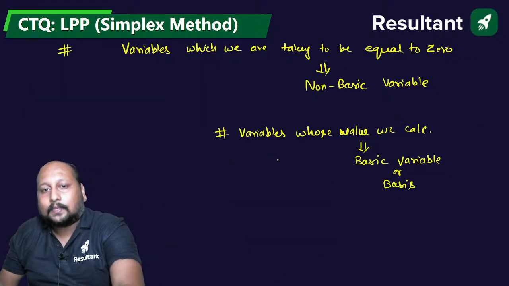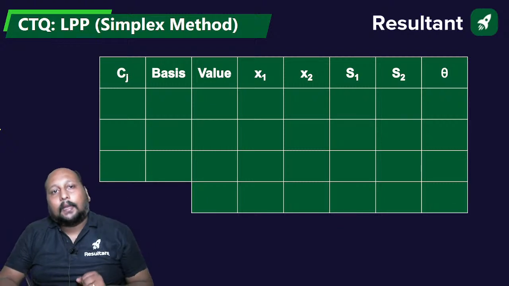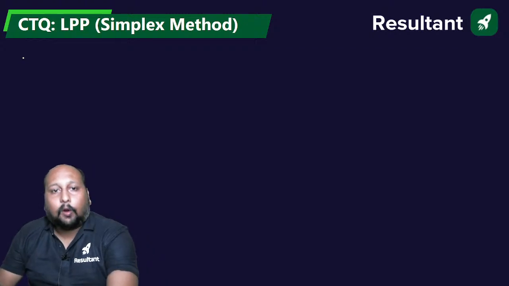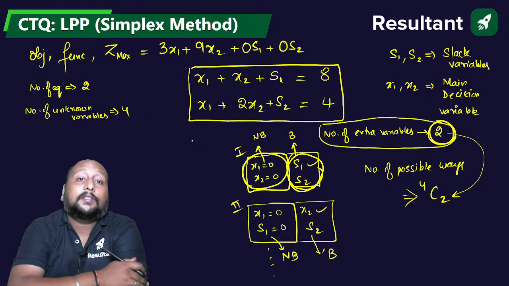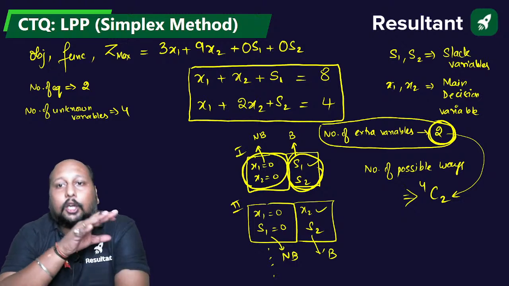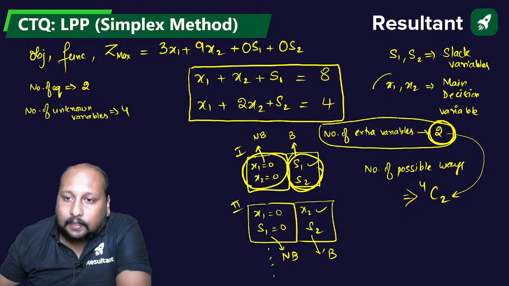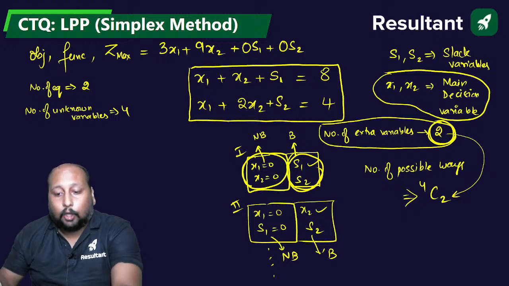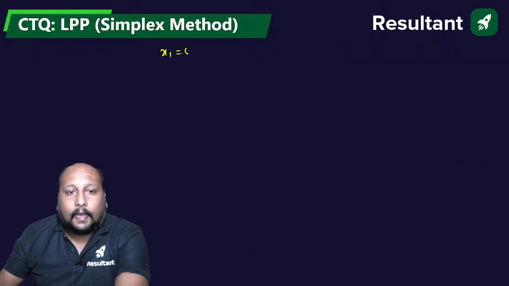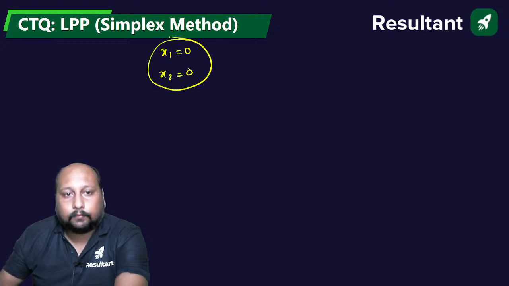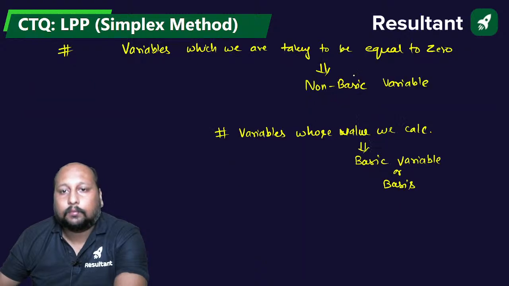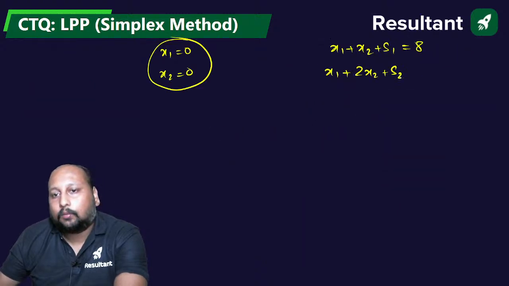So now let us make the table, and based on that we will identify the solution. How do we assume which variables we should take equal to 0? Normally we take the main decision variables to be equal to 0. So if I take x1 equal to 0 and x2 equal to 0, what are the equations? x1 plus x2 plus s1 equal to 8, and x1 plus 2x2 plus s2 is equal to 4.